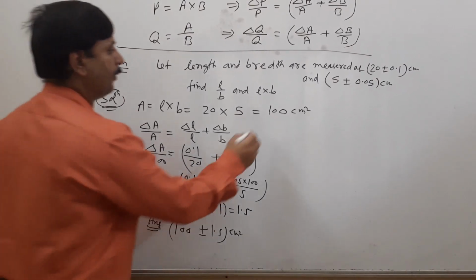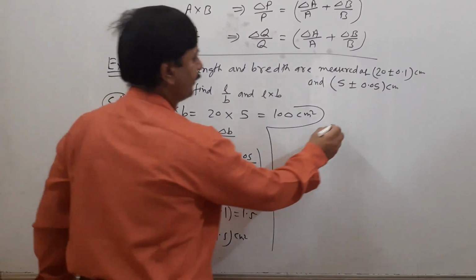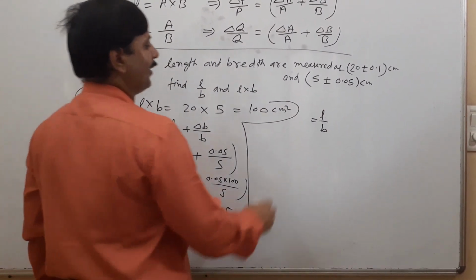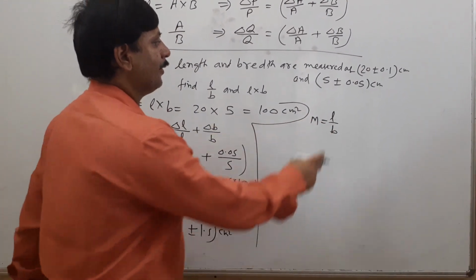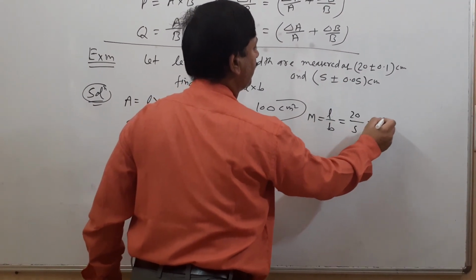See here, now we will go for the division, L upon B. I have supposed this is M. What is L upon B? The L they have given is 20 upon B 5. This is 4.